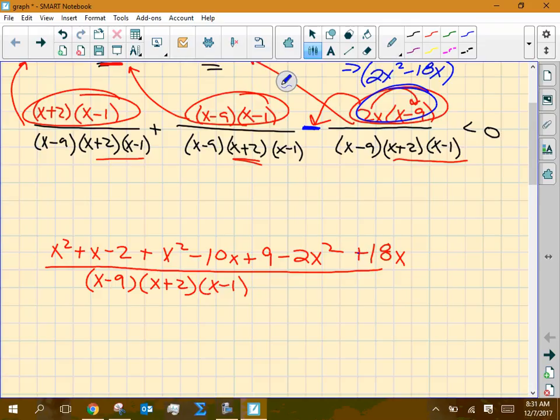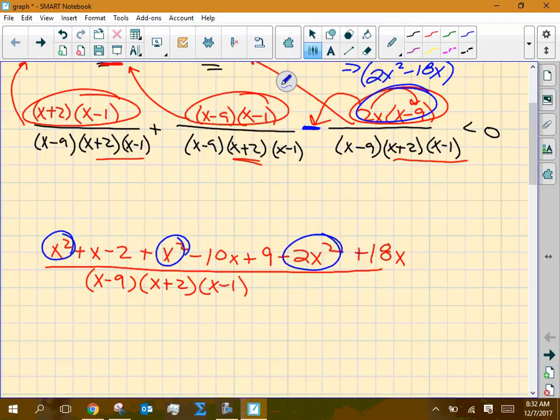But now what's nice about this, a lot of times when this happens, the x squared terms, not every time, so make sure you go through and look at this, that's 2x squared, right? There's a negative 2x squared. So they wipe each other out.